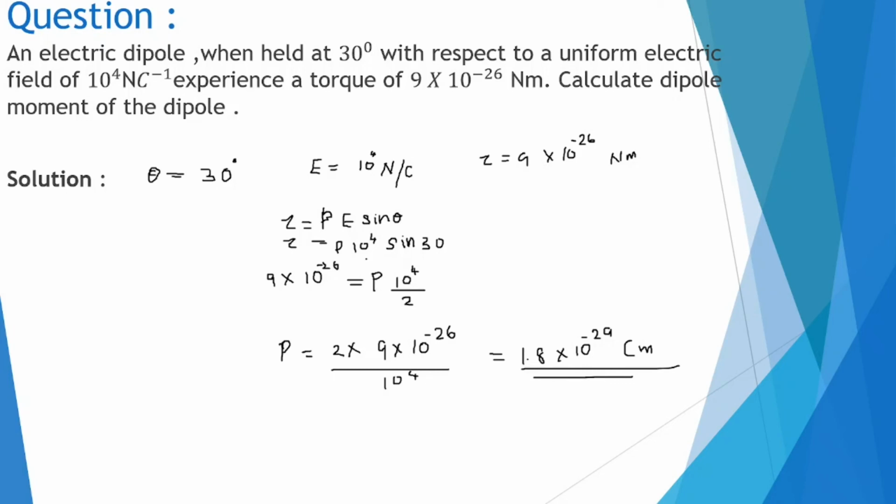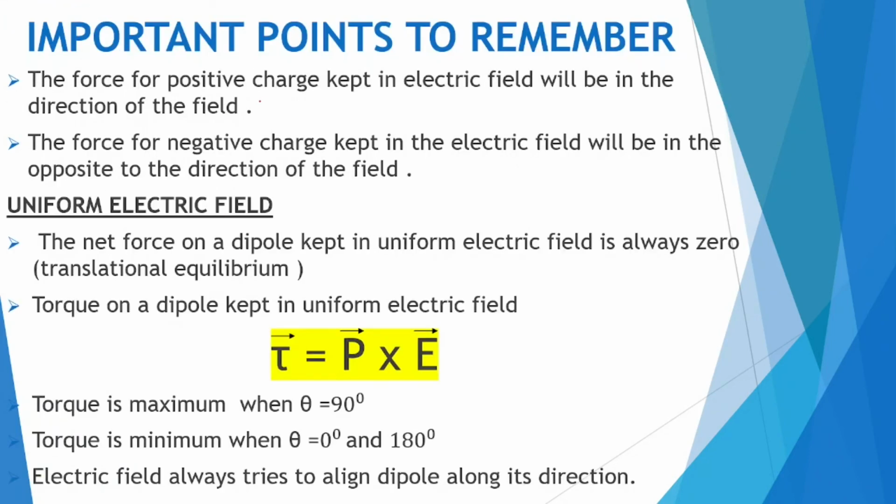Now let's look into the important points that you should remember in this topic. The force on a positive charge kept in an electric field will be in the direction of the field. This is really important. So if a positive charge is kept in an electric field, the force will be acting in the direction of the field.